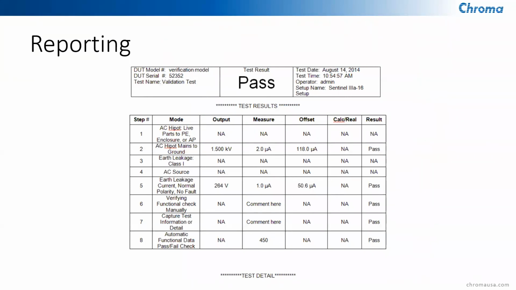And this is a standard report. This is what would happen after your test hopefully pass. So we have everything listed out here that we would need. Your product's model number, serial number, the name of the test, the result here in a bigger font, date, time, which is great for audit and tracking purposes, who ran the test, and then the list of tests and the output voltages, the leakage currents, and all of the results throughout.